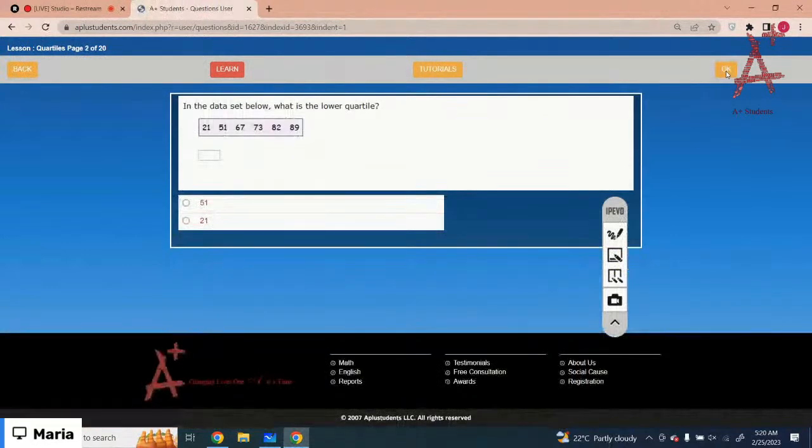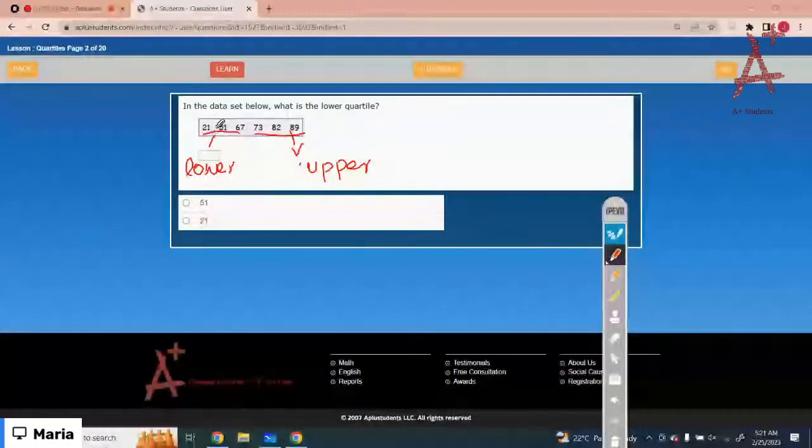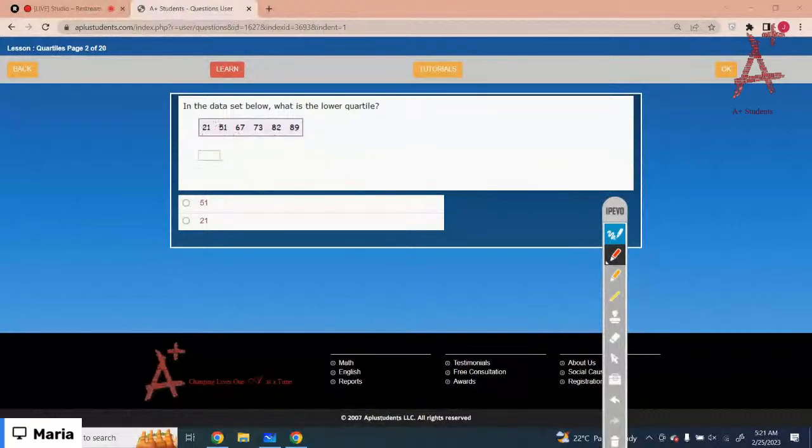Okay, the next one is: in the data set below, what is the lower quartile? You have to calculate the lower quartile. 21, 51, and 67 are in the lower half. Got it? So in the lower half, the middle one is 51. So 51 is the lower quartile. The correct option is 51.